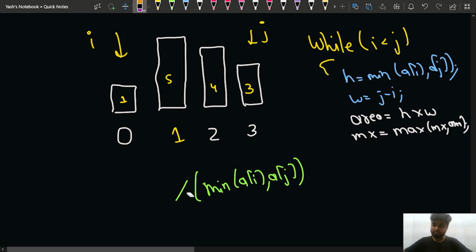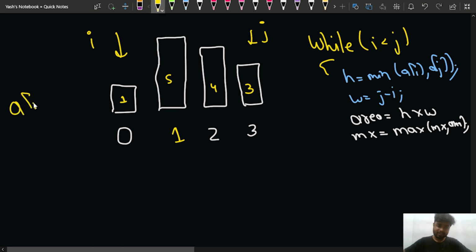The reason is, suppose I keep my i there only, right? Suppose that, in this case, you can observe that a of i is less than a of j. This will hold true when a of i is greater than a of j as well. Basically, between the comparison of i and j, i is pointing to a smaller height pillar, and j is pointing here to the higher pillar, right?